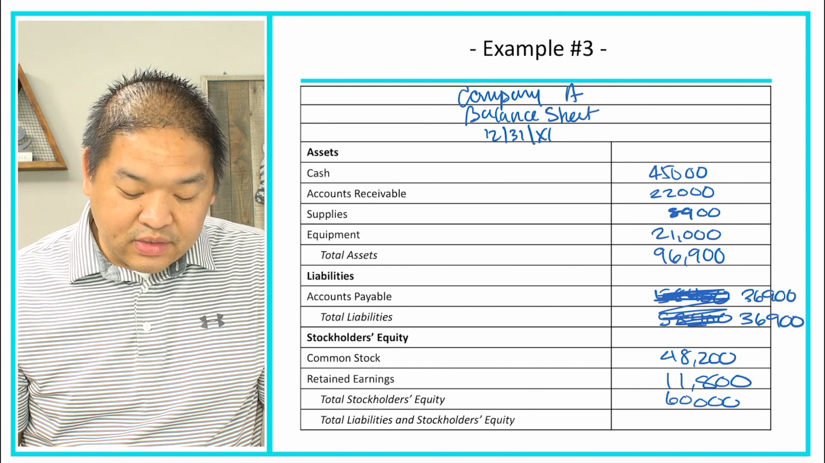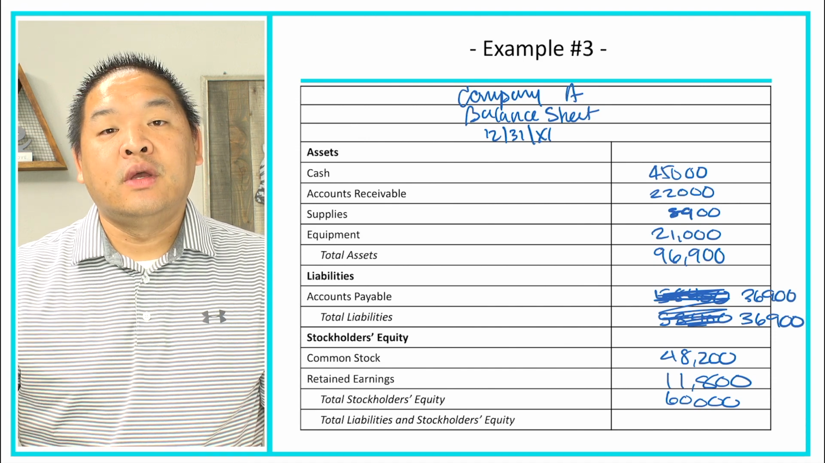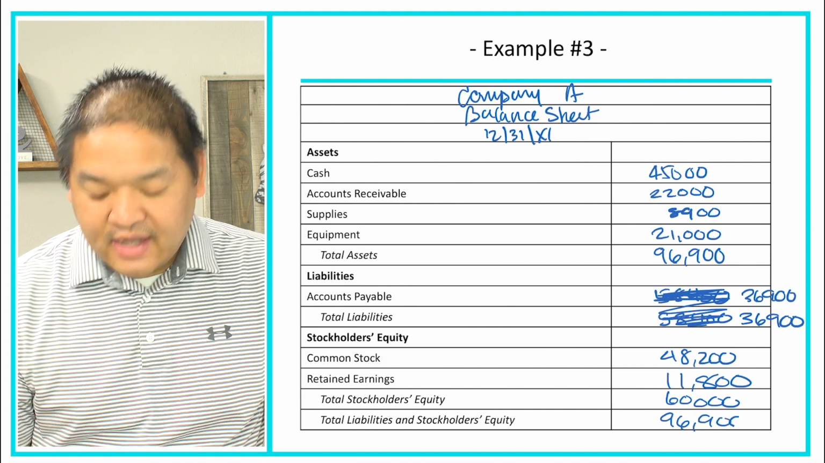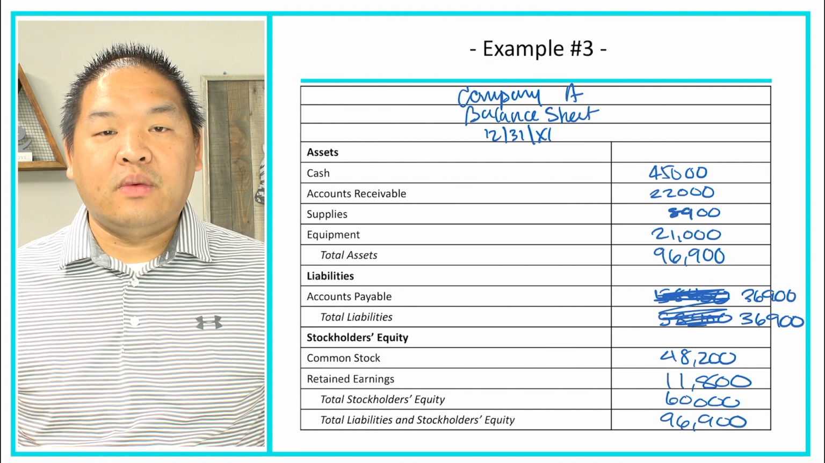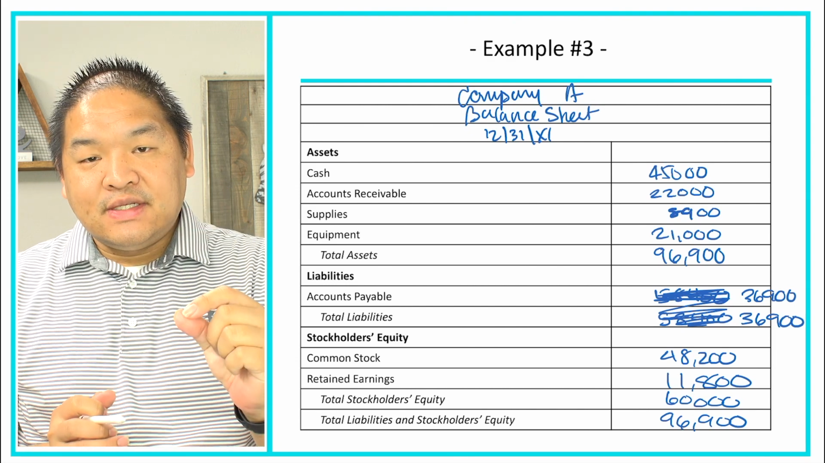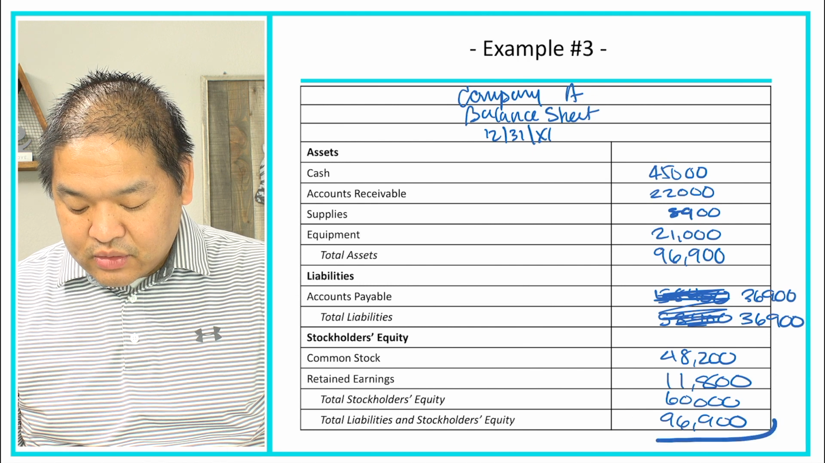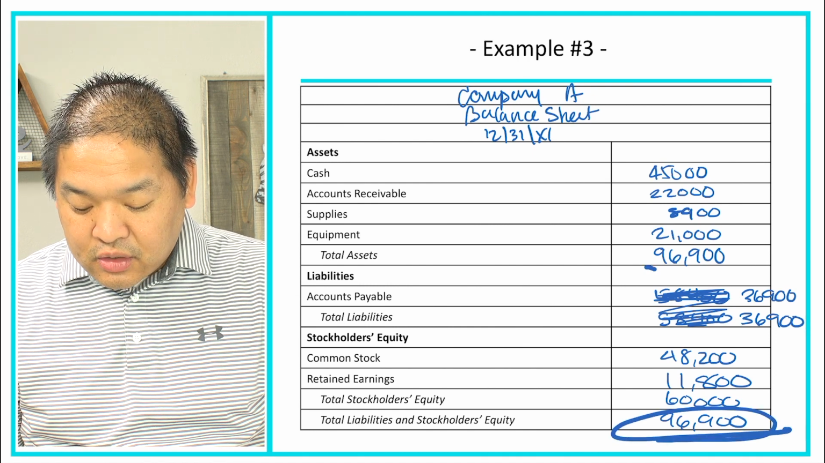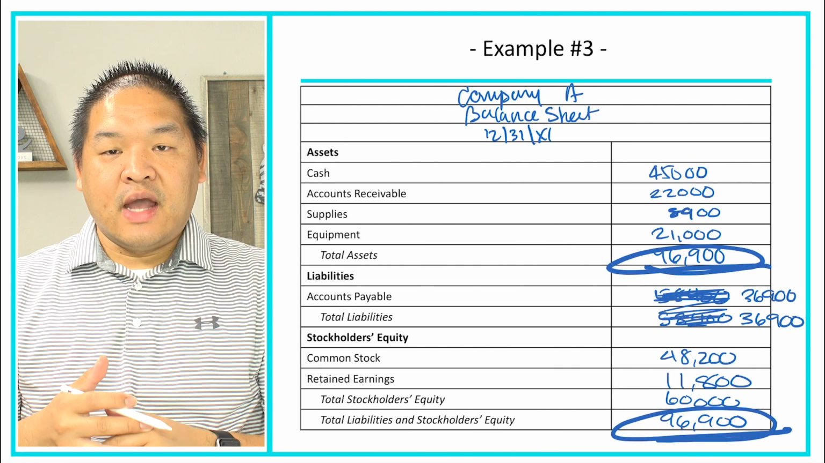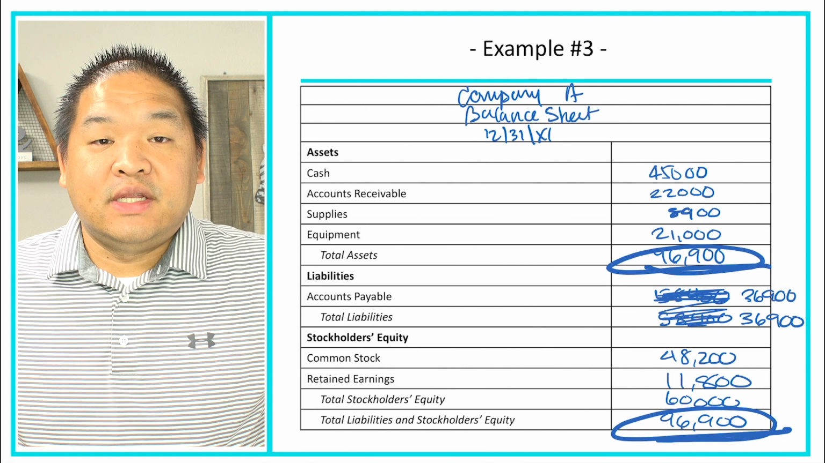And then total stockholders' equity plus liability, $60,000 plus $36,900 will give us our $96,900. How do we know if we did it right? Well, we don't know exactly that we did it right, but what would give us an indication is if our total liabilities and stockholders' equity equals our total assets, right? Assets equals liabilities plus owner's equity. In this case, they do. And guess what? It looks like we did it correctly.